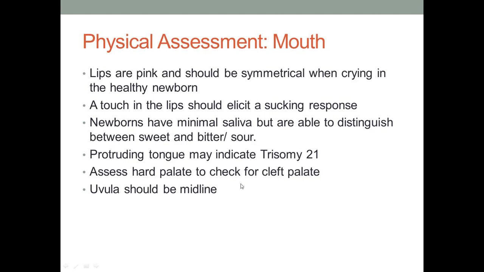Another very, very, and I stress very, important thing to look for when you are doing that first thorough physical assessment of baby is checking their hard palate to make sure that it is intact and there's not a hole there, that it's not a cleft palate. And then obviously looking at the uvula, the hangy ball thing.